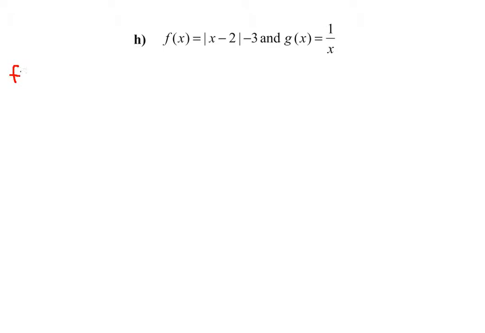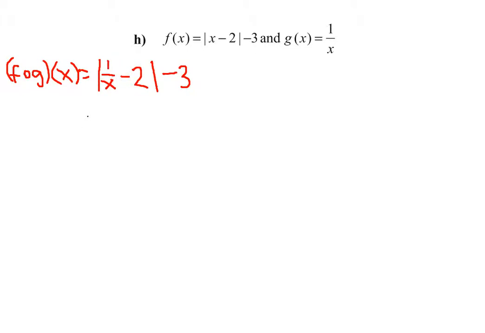F composed of g of x. Okay, so we're plugging g of x for whenever we see an x in f. So f of x equals the absolute value of x minus 2, close absolute value, minus 3. So first we'll do the absolute value of, now we're going to plug in 1 over x for x, minus 2, minus 3.